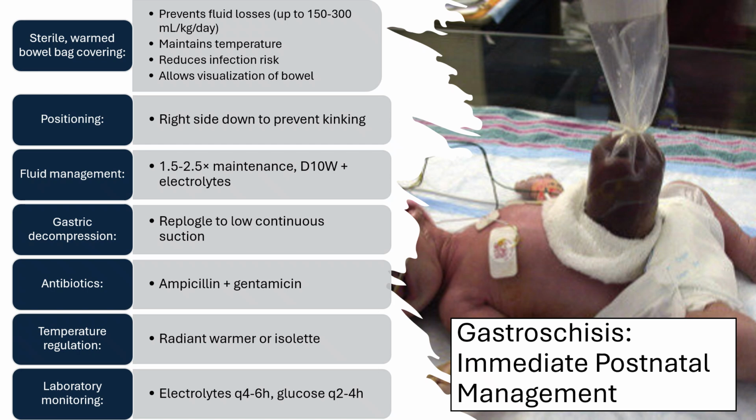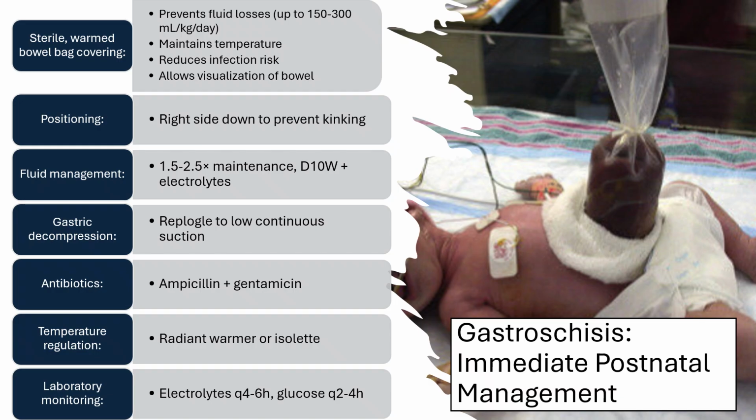Positioning matters more than you'd think. Right side down prevents the mesenteric vessels from kinking. It's like keeping a garden hose straight so blood keeps flowing to the bowel. Simple positioning, but it prevents ischemia. Here's a key concept. Fluid requirements aren't your typical maintenance calculations. You'll need 1.5 to 2.5 times normal maintenance with D10W plus electrolytes. Why? Because you're replacing both normal losses and those massive evaporative losses from exposed bowel. Start high and adjust based on urine output and electrolyte levels.